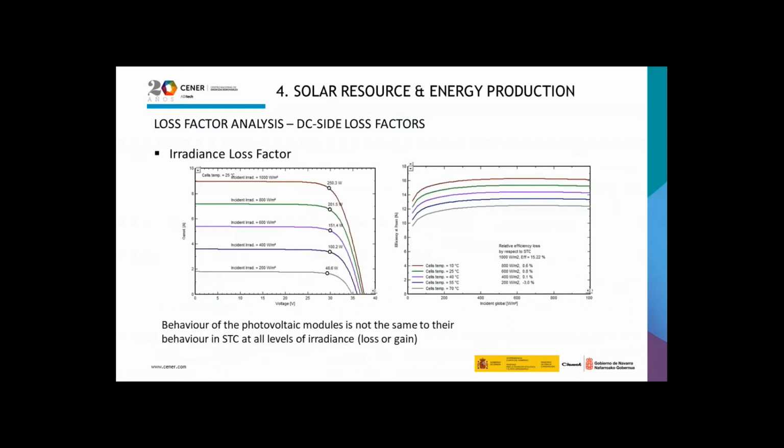The irradiance loss factor takes into account the effect that a photovoltaic module is characterized by certain irradiance conditions, 1,000 watts per square meter, but its behavior is not the same for all irradiance values. In fact, this factor can be a gain, since at other irradiance levels, the photovoltaic module can behave better.